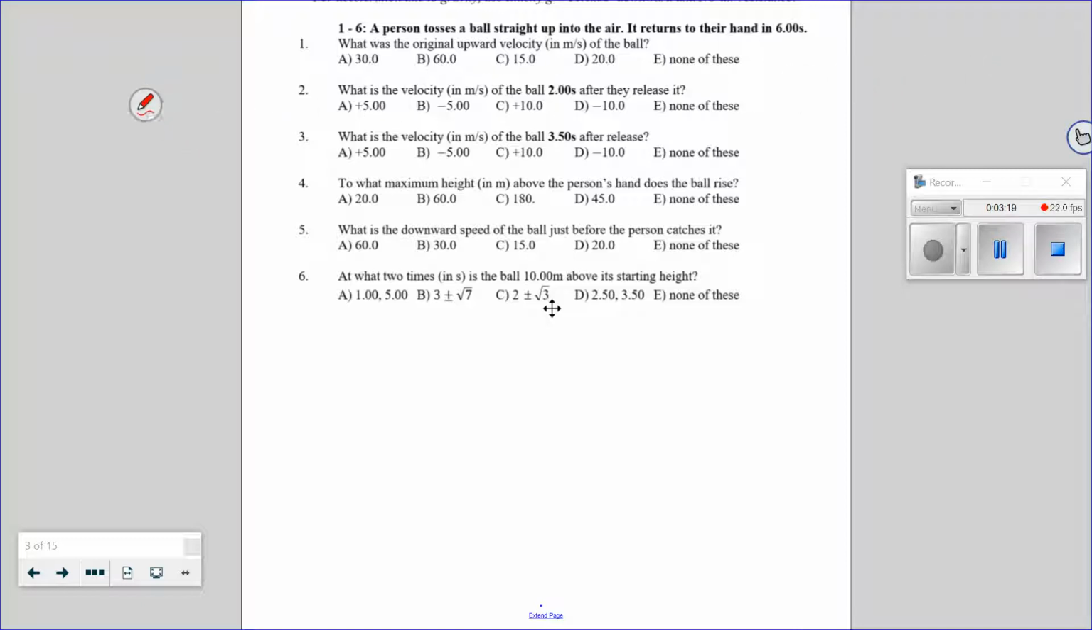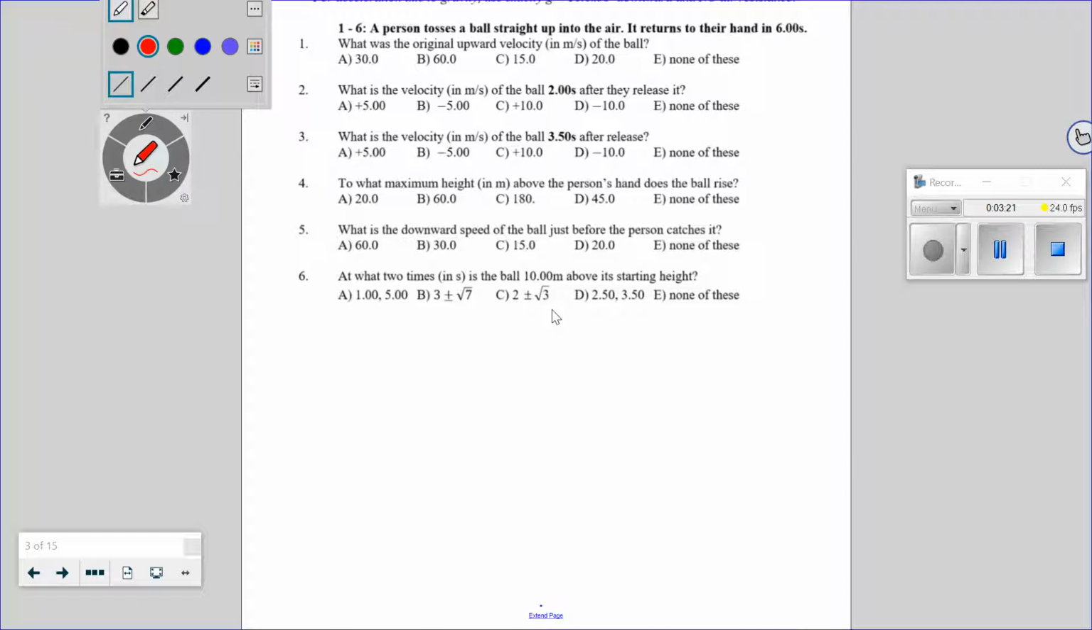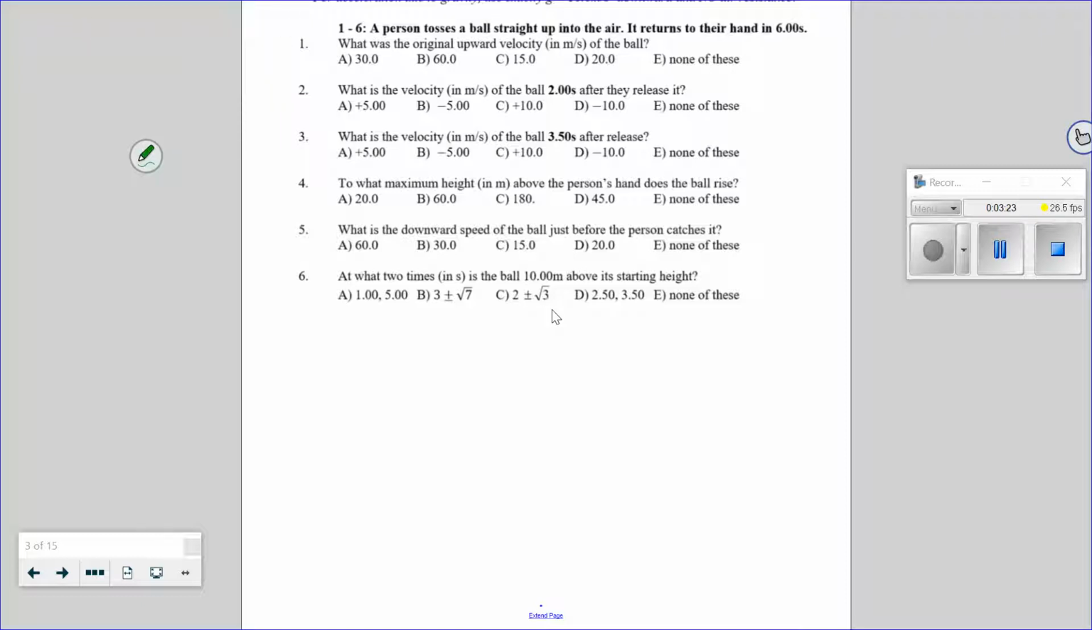All right. I like to mark in green, actually, when I'm correcting. If it took 6 seconds to get up and down, that means its velocity was 30. After 2 seconds, 30 will have been reduced to only 10 upward. After 3 seconds, it's 0, etc. What's the velocity? So this is half a second after.